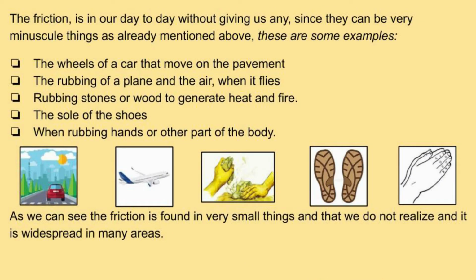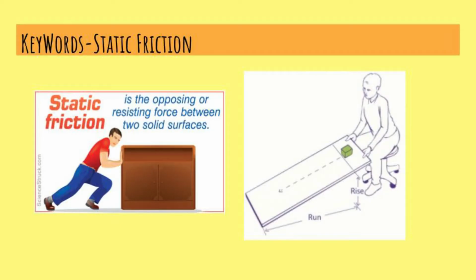Friction is present in our day-to-day life without us noticing, since it can involve very minuscule things, as already mentioned above. These are some examples: the wheels of a car that move on the pavement, the friction of a plane in the air when it flies, rubbing stones or wood to generate fire, the sole of the shoes, and rubbing hands or other parts of the body. As we can see, friction is found in very small things that we don't realize, and it is widespread in many areas.